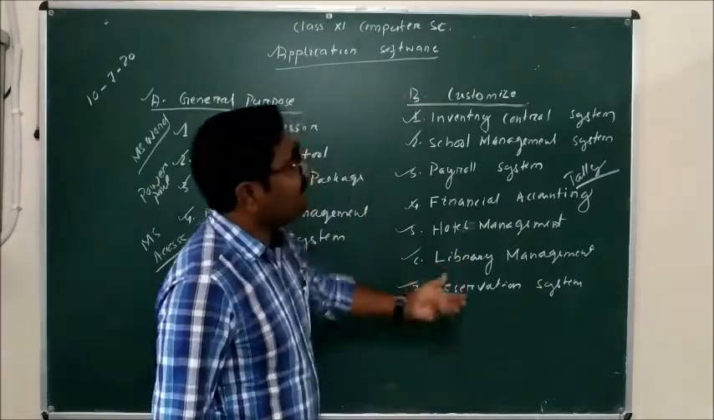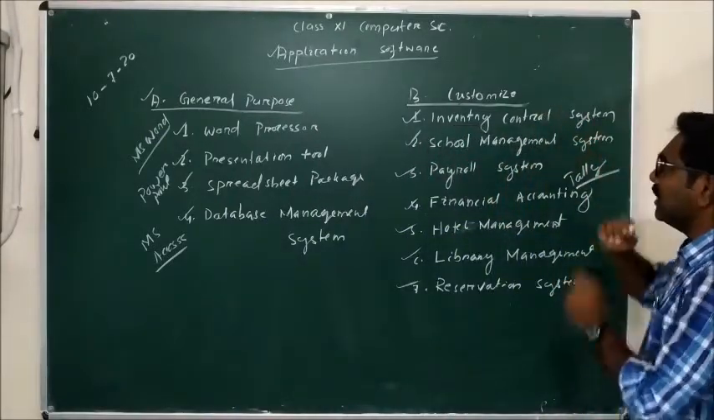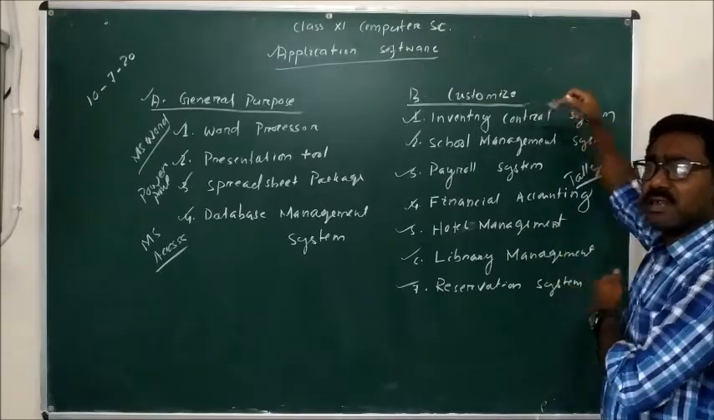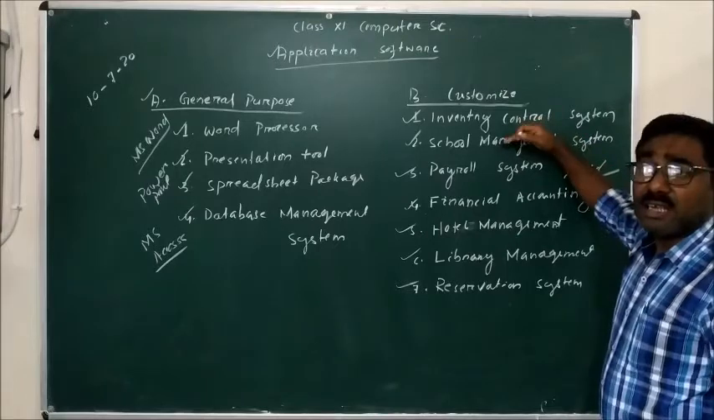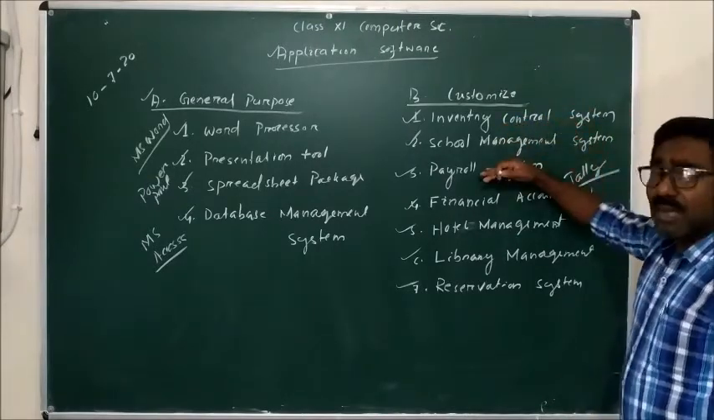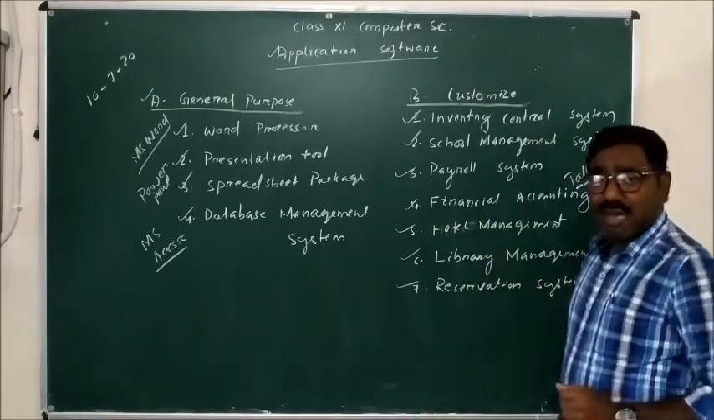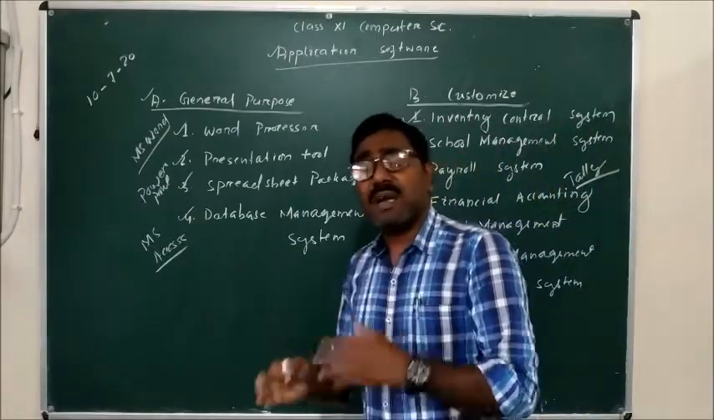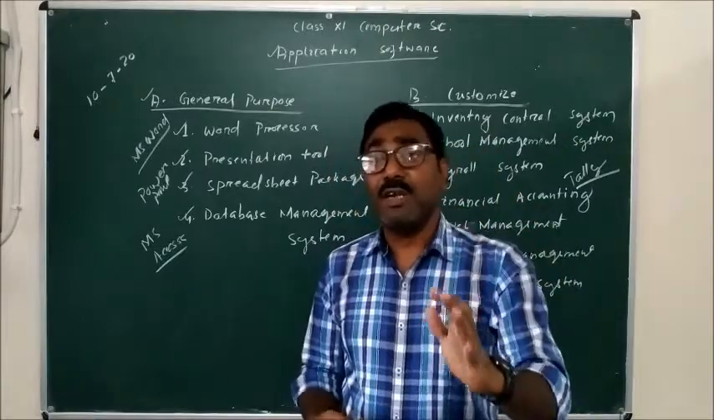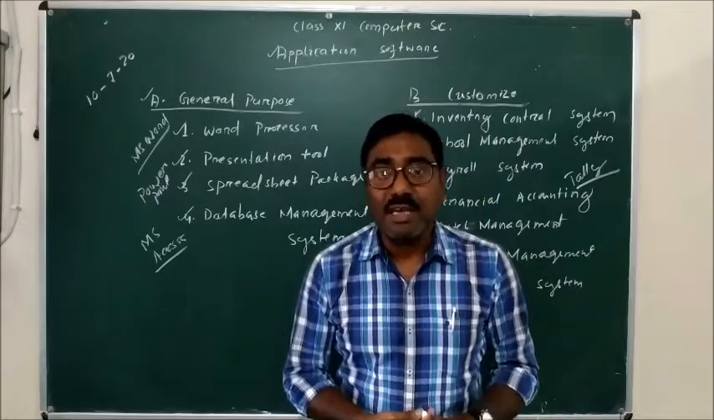So these are some commonly used customized software which can be used in one field. That means the inventory control system cannot be used in a school for maintaining the details of the students. We cannot use the school management system to maintain the payroll of any organization. We cannot use the payroll in hotel management or library system. So these are called customized or special purpose because they are used for a specific field, a specific application or a specific area.